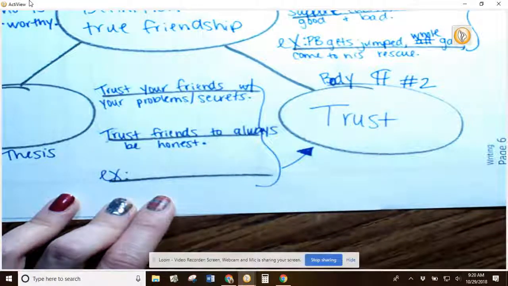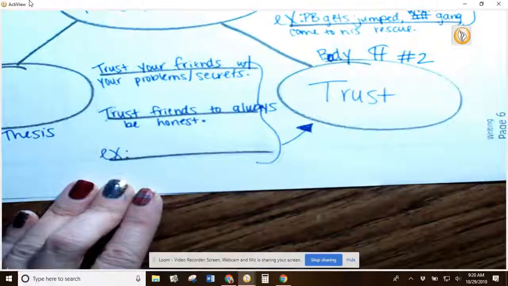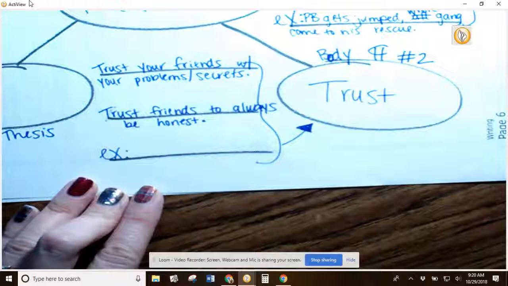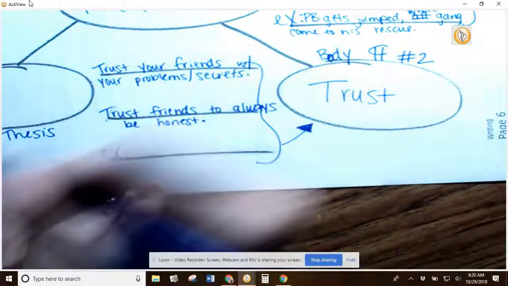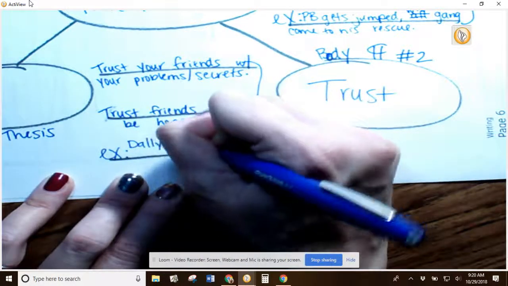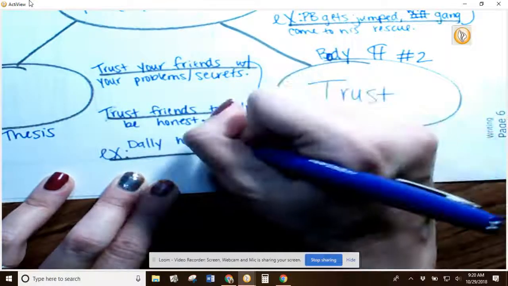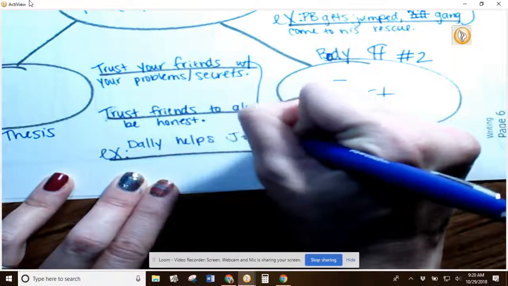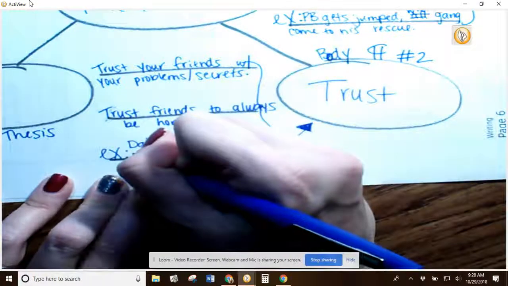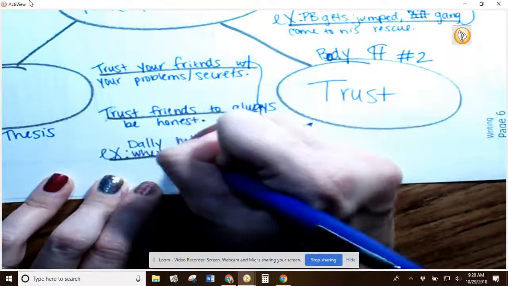Okay, so let's think of an example from The Outsiders. Is there any example you can think of that shows why trust or honesty? Okay, so they trust Dally to help them in that situation. Dally helps Johnny and Pony Boy when they stab Bob.